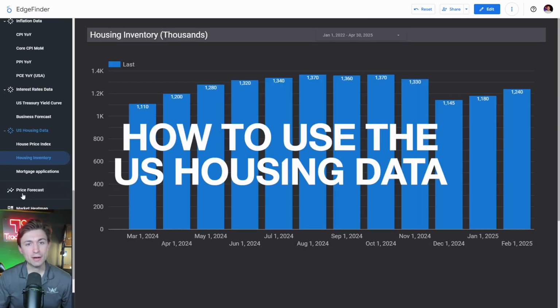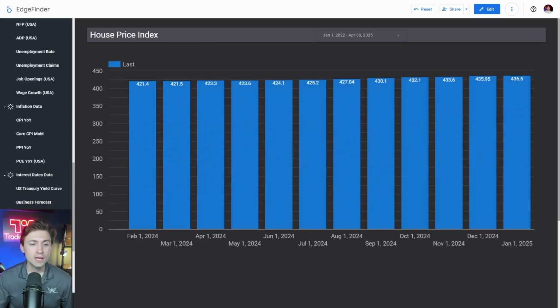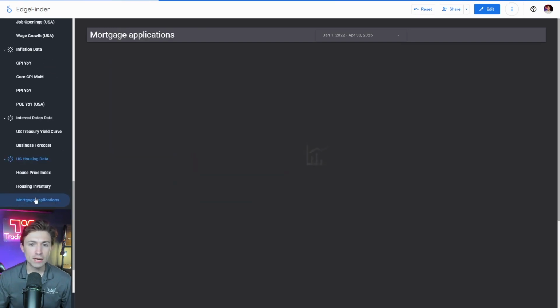We also have some housing information, like for example, house price index. We have housing inventory. So this is like your average home price, your housing inventory, and mortgage applications as well.